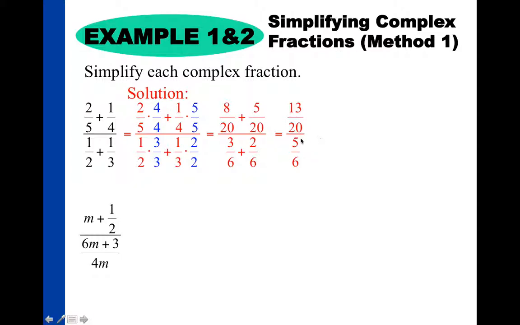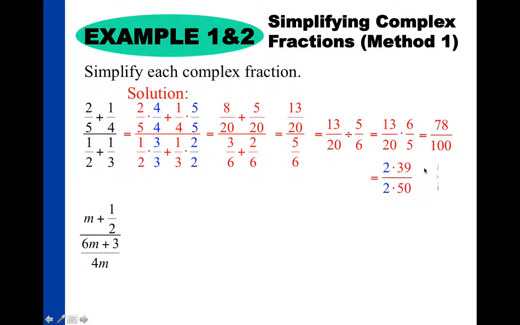Now change this division right here into multiplication and take the reciprocal. Flip just your second half. So it becomes 13 over 20 times 6/5. Multiply straight across or do cross canceling, it doesn't matter. And then reduce. And you can't simplify that anymore.